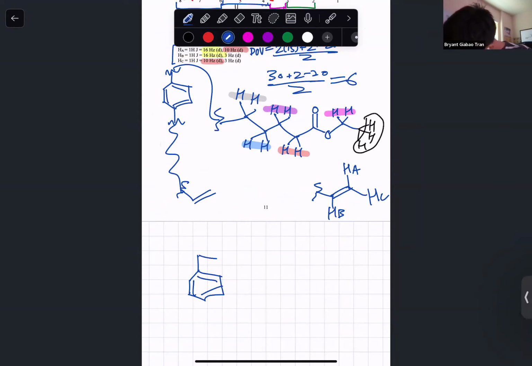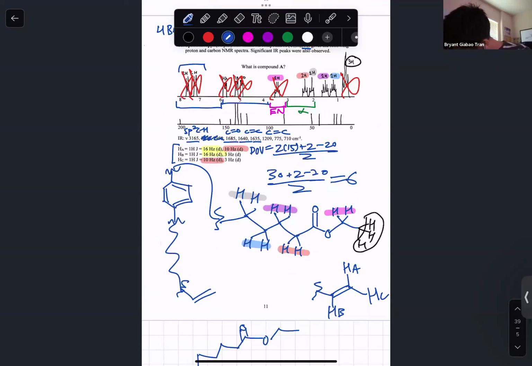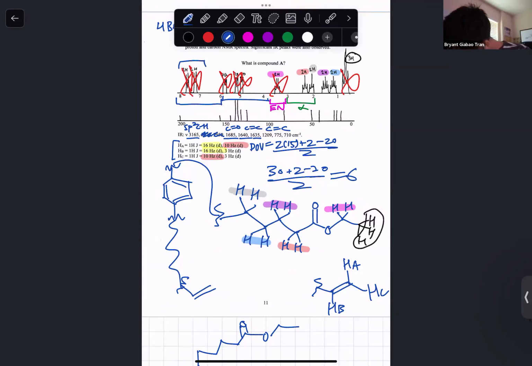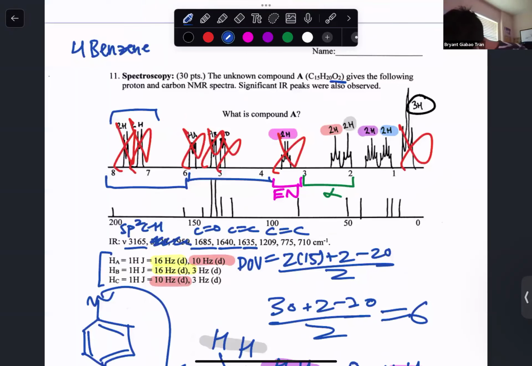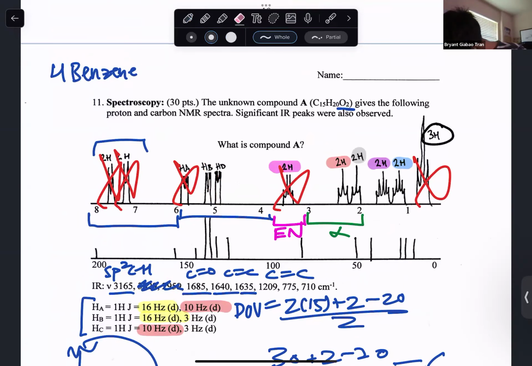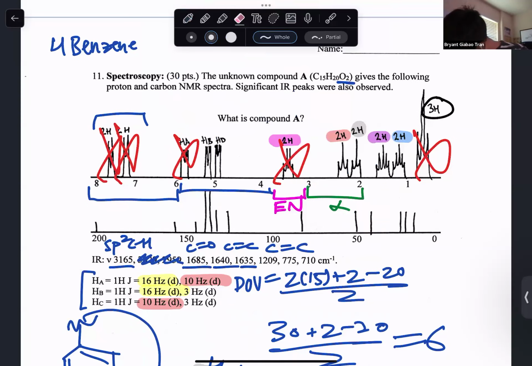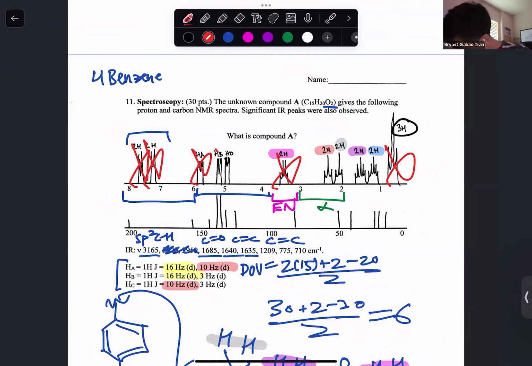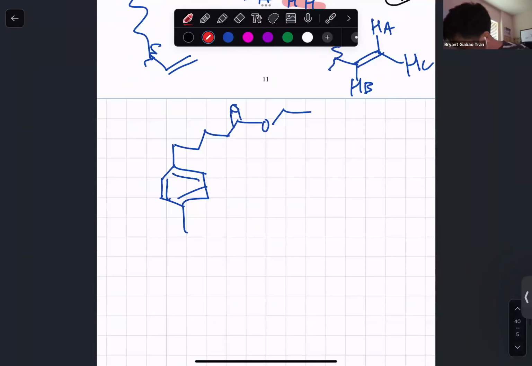1, 2, 3, 4, it's a lot of CH2s, and then alkene like this. Wait, hold on. What's this? HD? Where did HD come from? Okay, I'm just gonna ignore that. I don't know what that is. Let's see here.